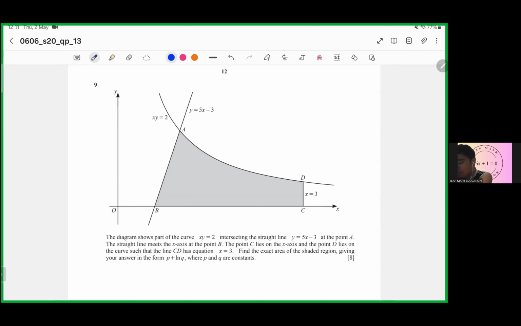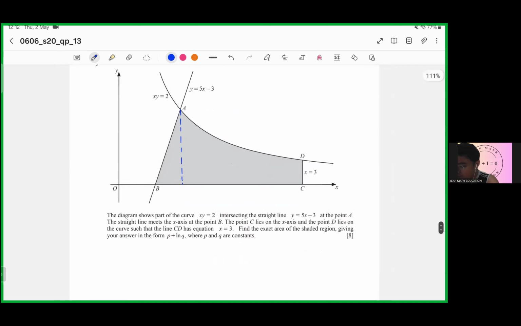Okay, the diagram shows part of the curve xy equals to 2 intersecting the straight line y equals to 5x minus 3 at the point A. Okay, here. Okay, the straight line meets the x-axis at the point B. The point C lies on the x-axis, and the point D lies on the curve such that the line CD has equation x equals to 3. So find the exact area of the shaded region, giving your answer in the form p plus ln q, where p and q are constants.